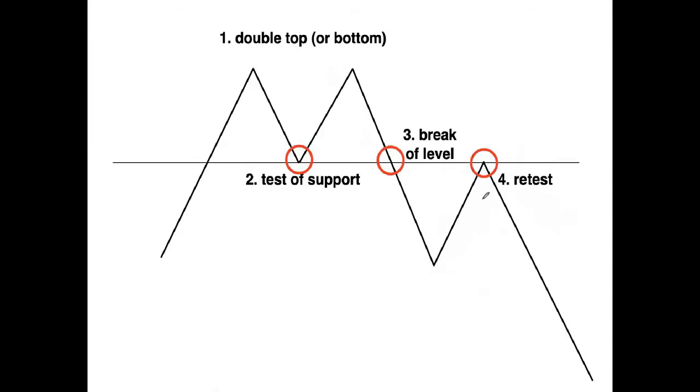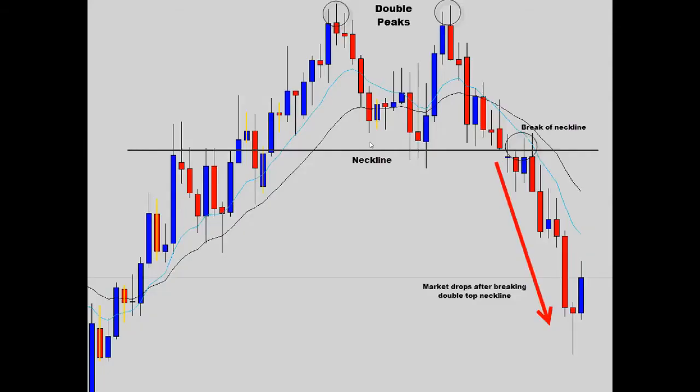After you see something form on the retest, usually a reversal pattern will form on these retests. Let's move on from this. So this is a real example. Hopefully you guys can see it well. This is a double top.